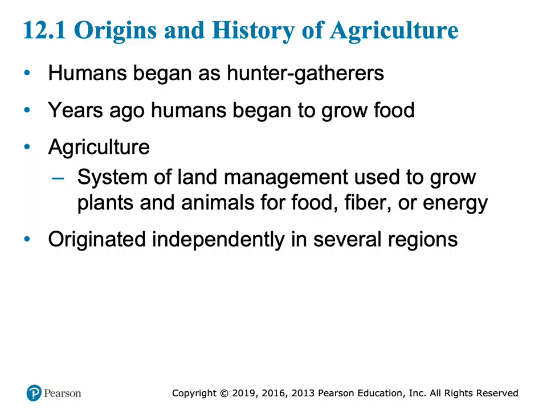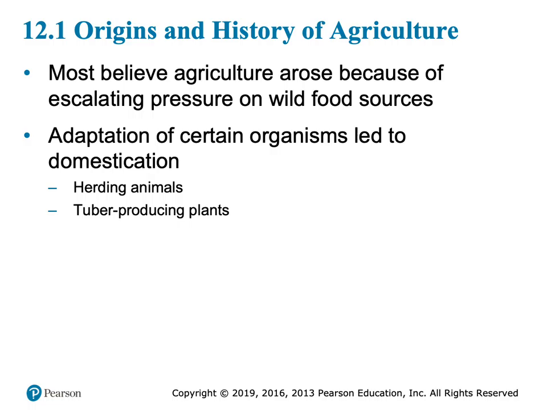Most believe agriculture arose because of escalating pressure on wild food sources. So this just means as population was growing in cities, there weren't enough wild food sources to get by. So adaptation of certain organisms led to domestication. So people started herding animals, breeding animals in terms of cattle, and also started to breed and plant tuber-producing plants for food.